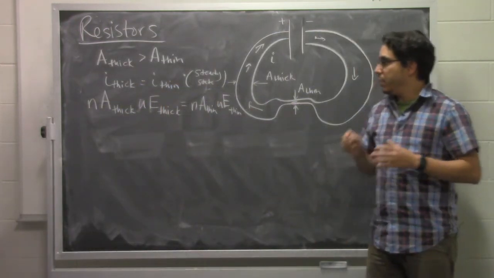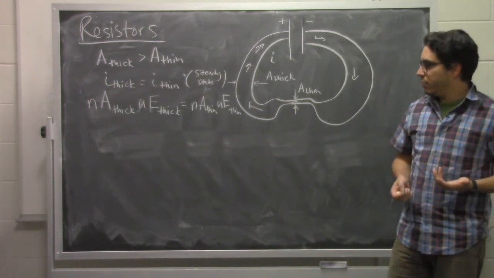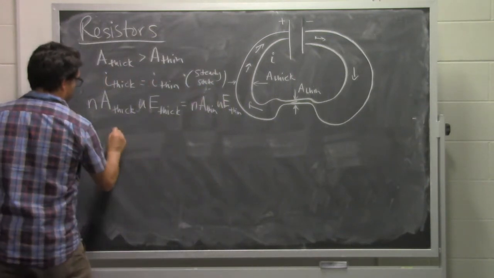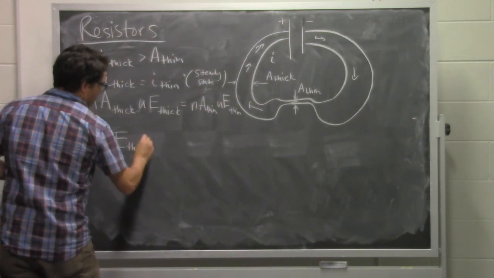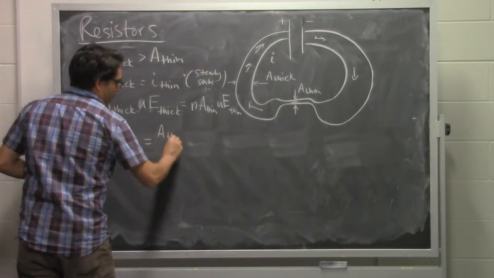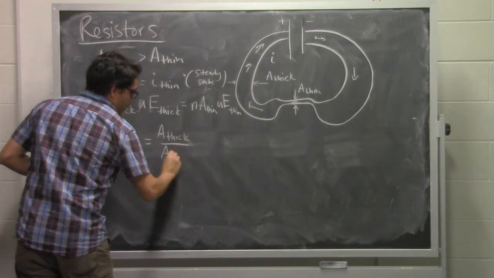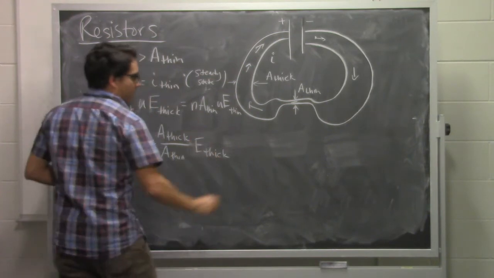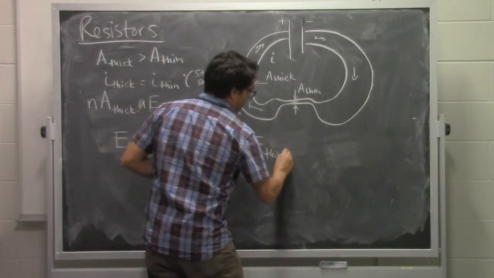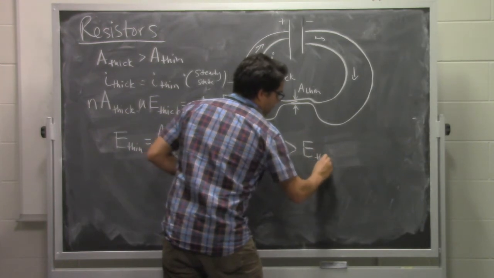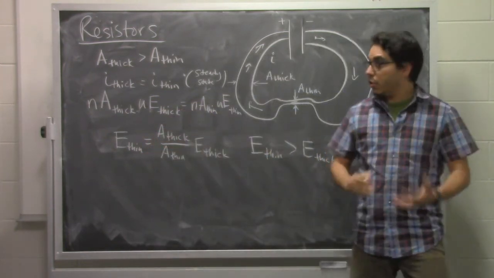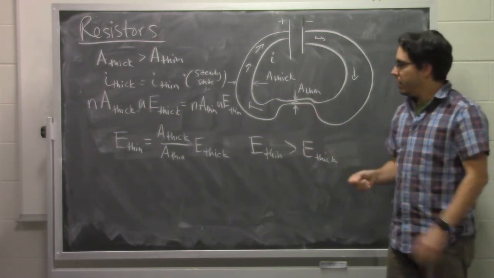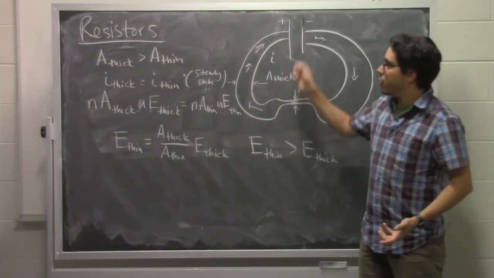Now you can see we immediately get a relationship between the electric field in the thin wire and the electric field in the thick wire, and it's related to the ratio of those areas. That is specifically that the electric field in the thin wire is equal to the area of the thick wire over the area of the thin wire times the electric field in the thick wire. And so we expect the electric field in the thin wire to be much greater than the electric field in the thick wire. That is, there is a larger electric field in this thin resistor to push the electrons through it to achieve the same current throughout the wire.